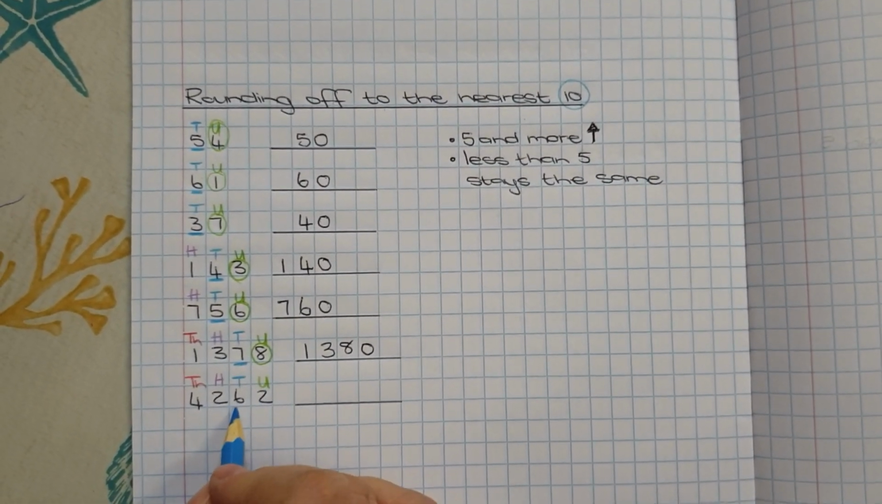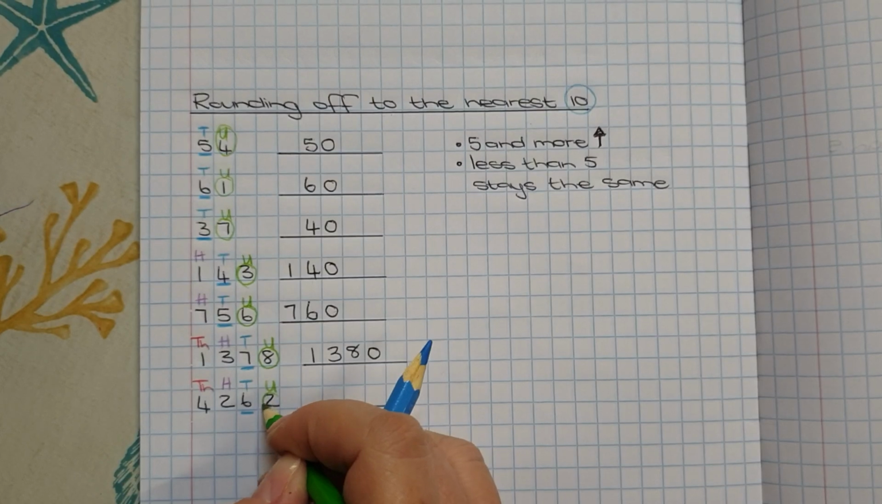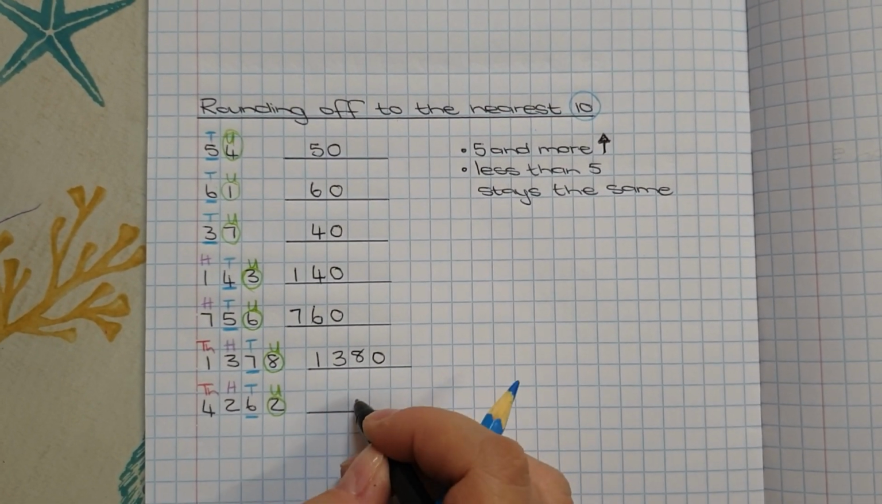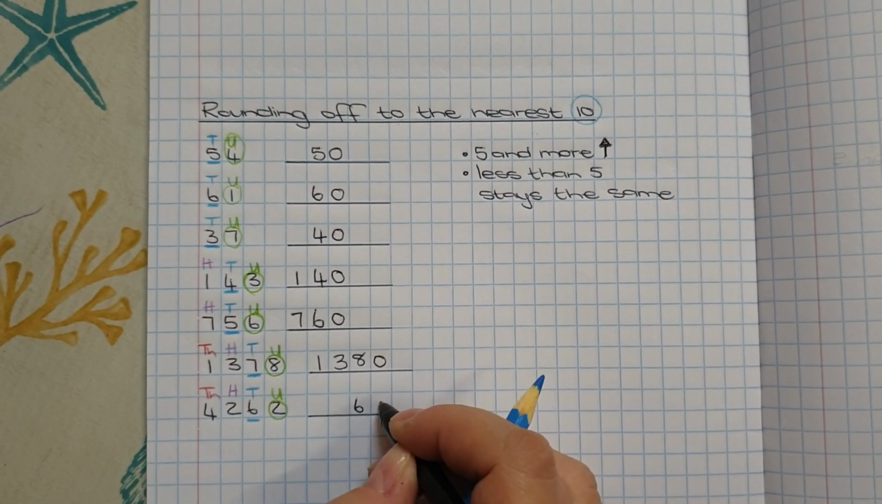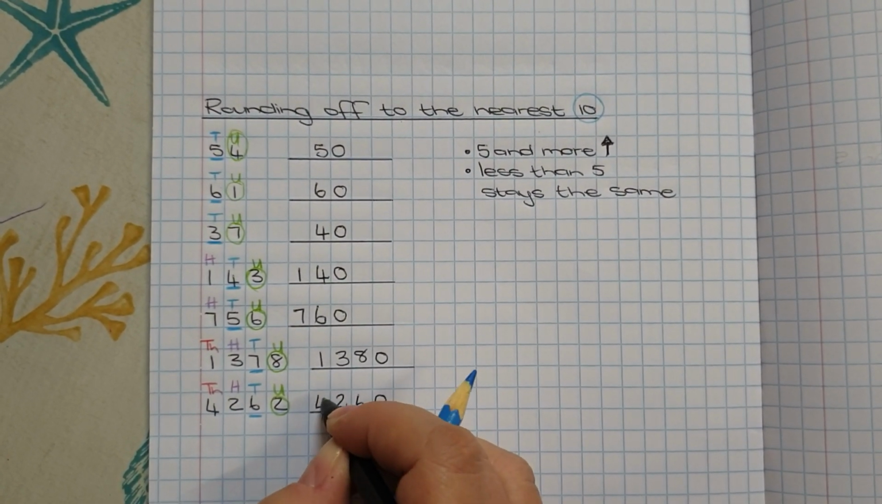Then the next one, we want to know if that one's going to change. We look at the friend. The friend is less than 5, so the 6 stays the same, and the friend becomes a 0. Don't forget about the 100 and the 1000.